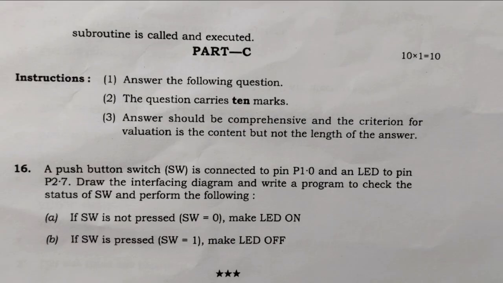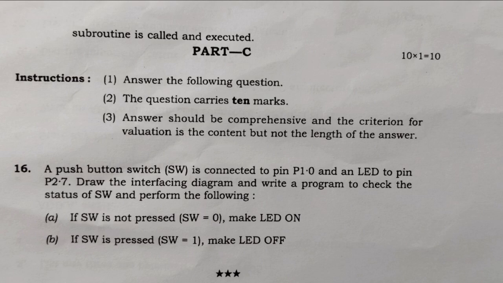Coming to the part C, there is only one question. It carries 10 marks. 16th question, a push button switch is connected to a pin P1.0 and an LED to pin P2.7. Draw the interfacing diagram and write a program to check the status of SW, that means switch button, and perform the following.